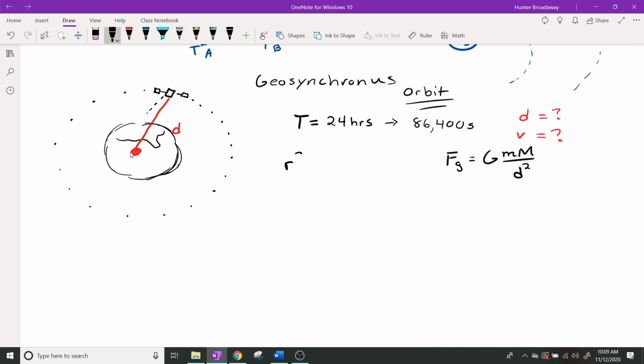So r cubed over t squared equals G big M over 4 pi squared, like that. This thing is called the Keplerian constant. So as long as we know the mass of the Earth, which we can look up, that's an easy Googleable thing. It may not give it to us straight in the problem. And as long as we know the universal gravitational constant, we should be okay.